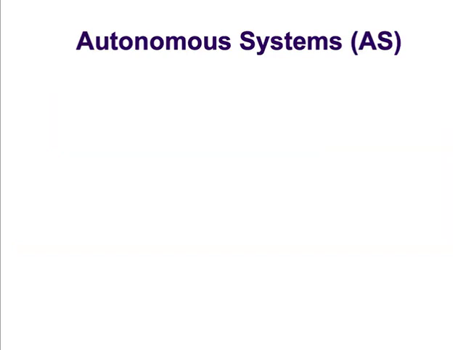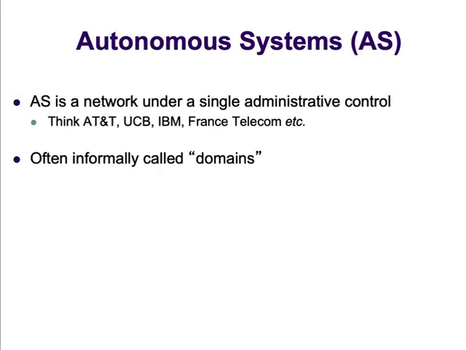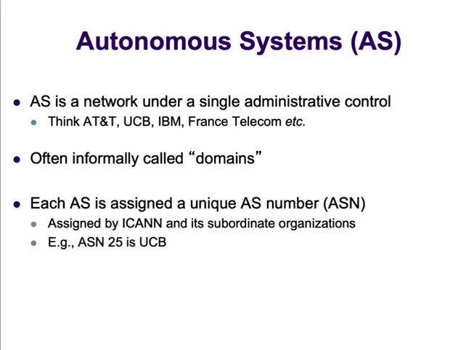And so autonomous systems, I'll be using the term domain and AS interchangeably. Autonomous system is a slightly more formal term for what we've been calling a domain informally. And an autonomous system is simply a network that is under the administrative control of one entity. So UC Berkeley is an autonomous system because the UC Berkeley staff decide how to operate our network. AT&T is another AS. France Telecom, Deutsche Telekom, there are many autonomous systems, or ASs, across the internet. Okay? And as I said, informally, we're going to call them domains.